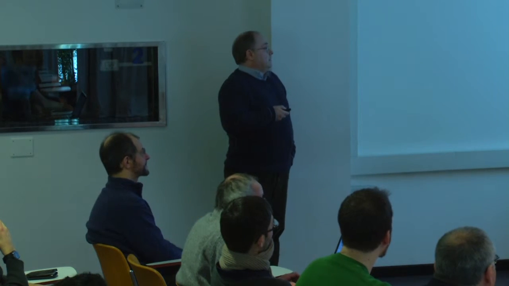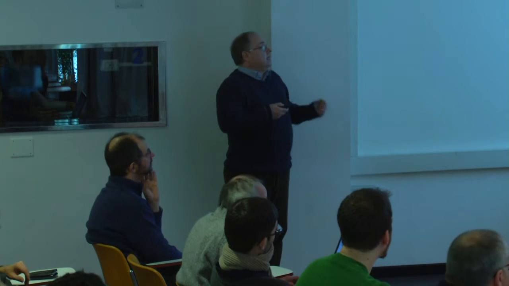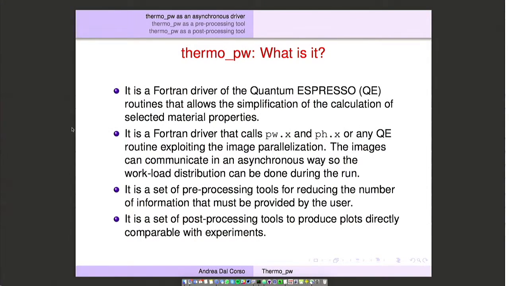What is interesting, I think, in thermo-PW is this: if you send the images in Quantum ESPRESSO, you have to know at the beginning, before sending the images, which work is given to which image. So images do not talk among themselves anymore, and you must know from the beginning how much time each task takes. And if you run PW or pH, this is not very easy to do. It depends on how fast the self-consistency is, on the type of Q point, and on the type of irreducible representation.